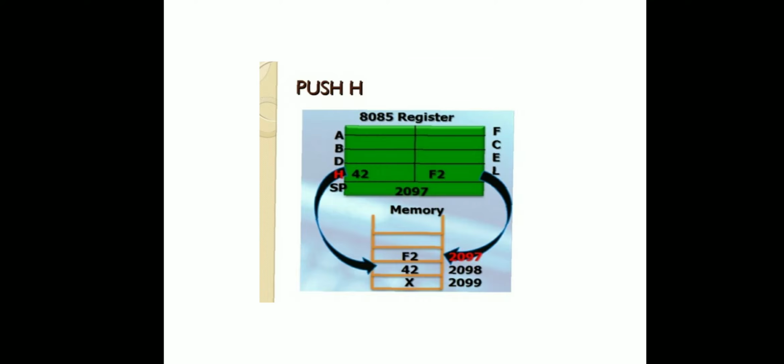For example, push H. After the execution of push H, the content of the H register is copied to memory location 2098, and after the stack pointer is decremented, the content of the L register is copied to 2097.